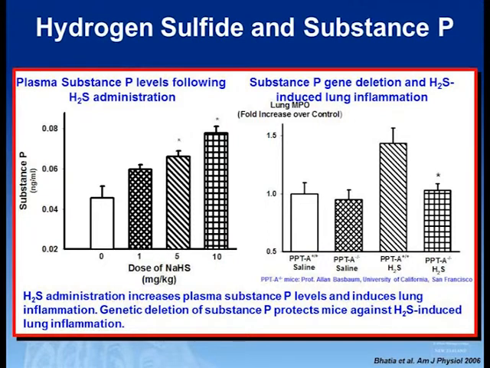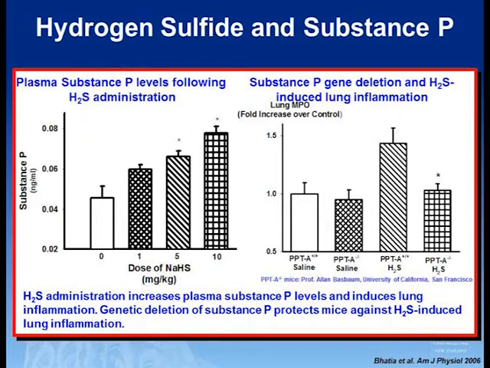Then we went on to look at what H2S was doing, and H2S by itself could cause inflammation when we measured myeloperoxidase, which is an enzyme produced by neutrophils. These are inflammatory white blood cells that go to the site of injury, site of inflammation. When you measure myeloperoxidase, you are looking at whether or not we have inflammation in the lung, and we do have inflammation in the lung. This is what happens in normal mice.